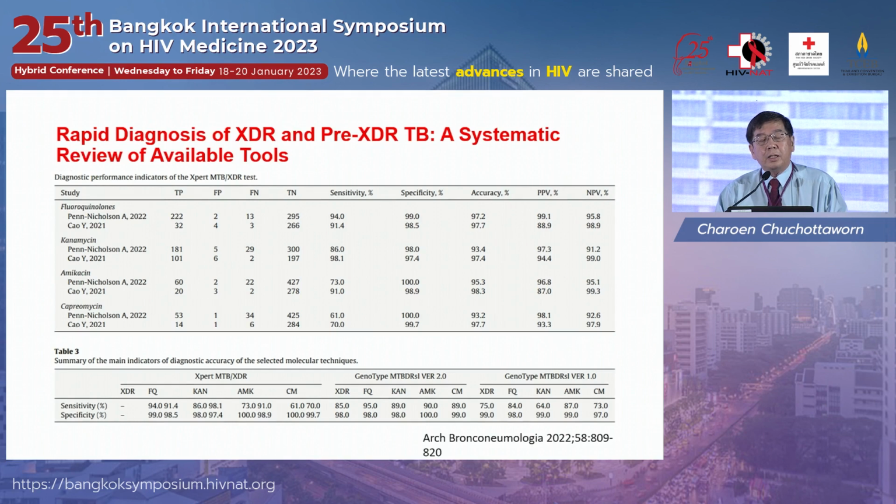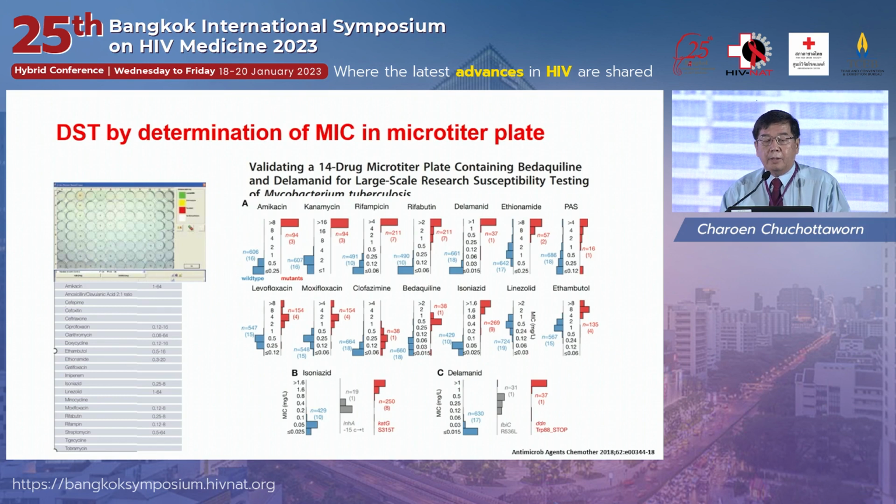And recently, I think a few months ago, a systematic review showed that this Xpert XDR gives the same sensitivity as compared to the Genotype or line probe assay version 2, which is the one that we use now to detect fluoroquinolone resistance.